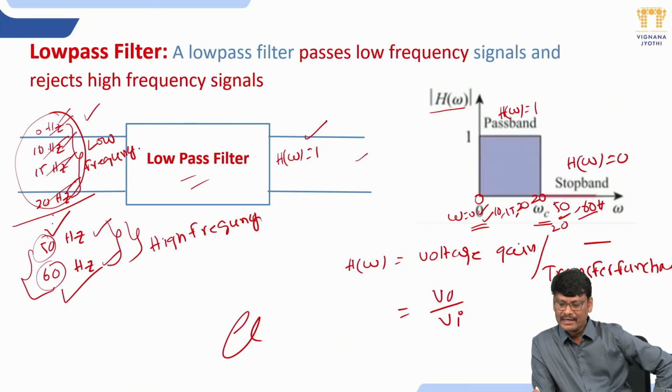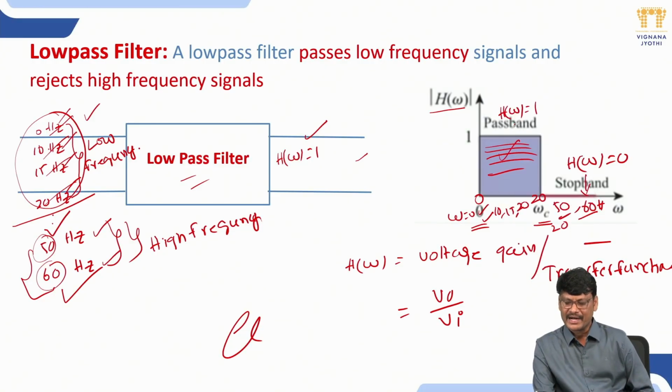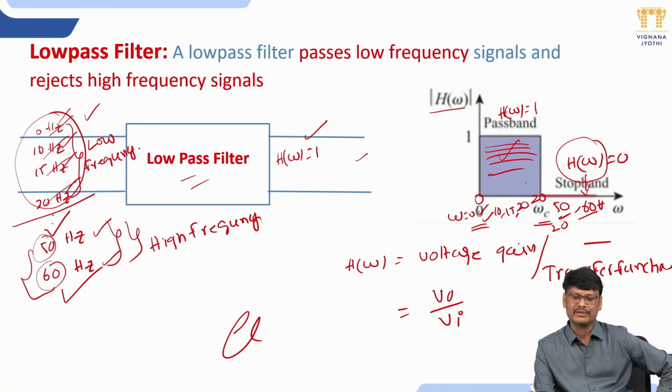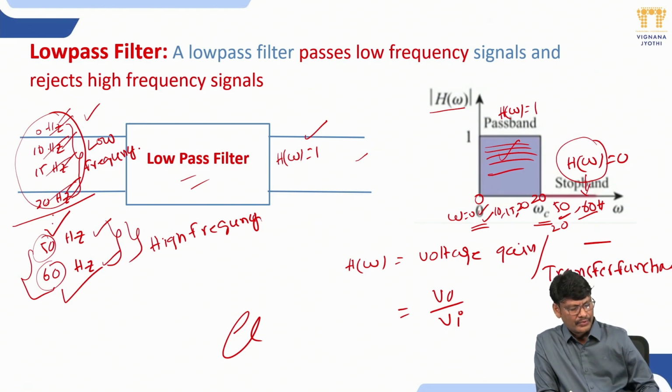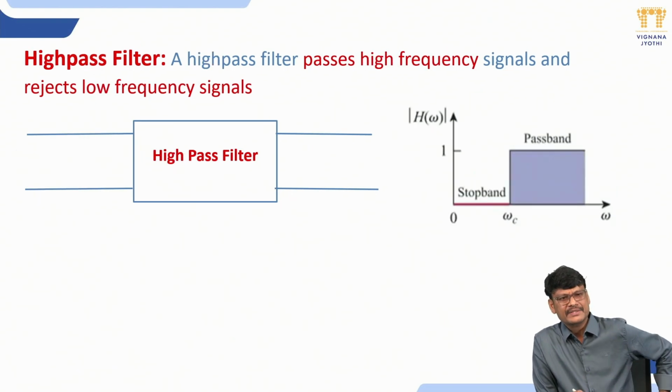Now we can differentiate between the pass band and the stop band. Whenever the voltage gain is equal to 1, this is called the pass band. In the pass band, the signal passes through. Whenever the gain is equal to 0, this is called the stop band, and it does not allow the signal. So this is the difference between pass band and stop band, based on the gain value H(ω), the voltage gain value. So this is about the low pass filter. Now we'll move on to the second filter, the high pass filter.